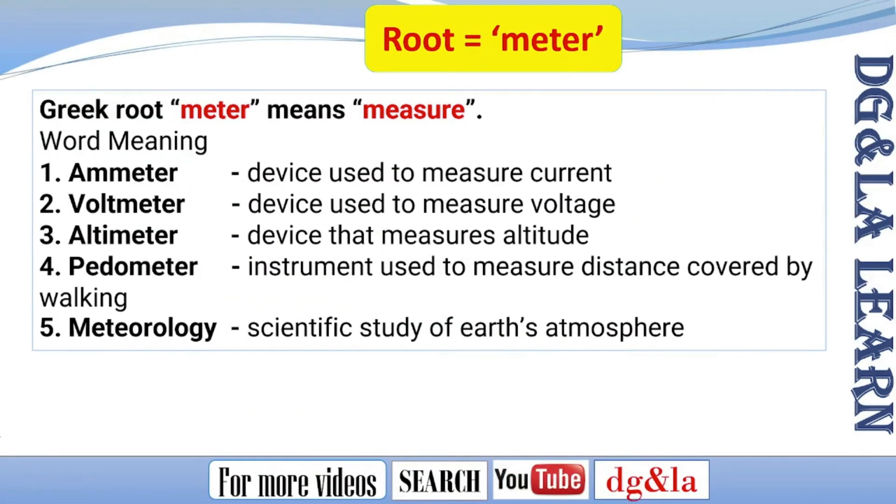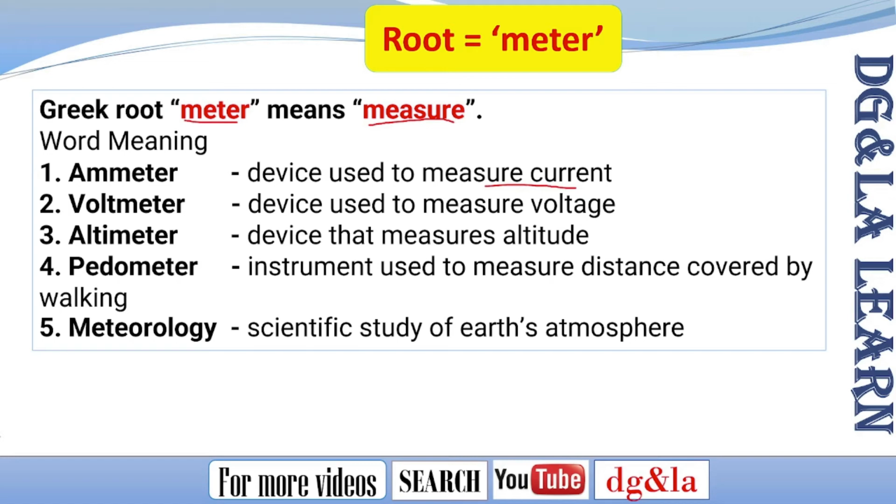The next root we are going to see is meter. So meter, we use it to scale the distance or length. That is, we usually say it as meter. So in more common terms, from the Greek root meaning measure. So meter means measure. So some of the common terms, these are the devices we use to measure different types of things. First one is ammeter, used to measure current.